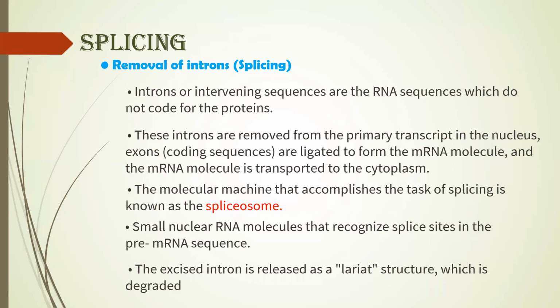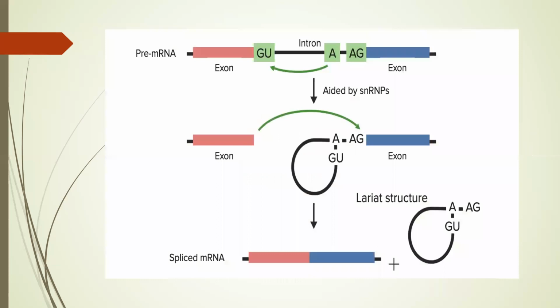The molecular machine that accomplishes the task of splicing is known as the spliceosome. Small nuclear RNA molecules recognize the splice sites in the pre-mRNA sequence. In this, the excised intron is released as a lariat structure, which is degraded.